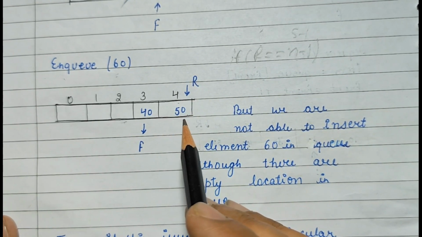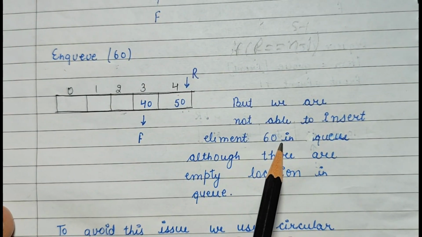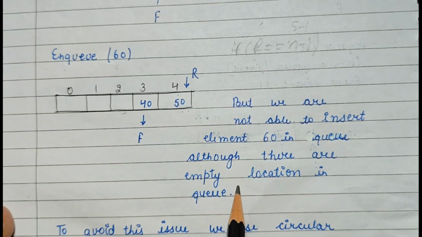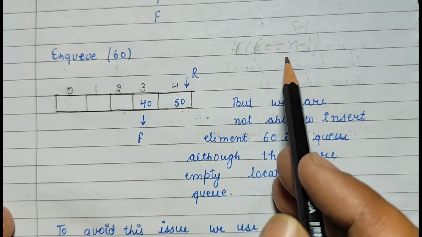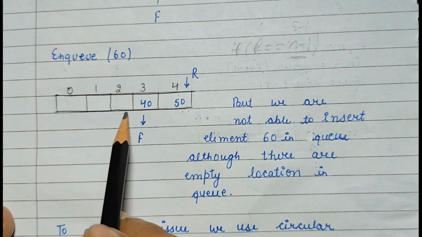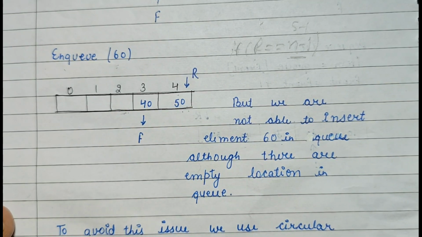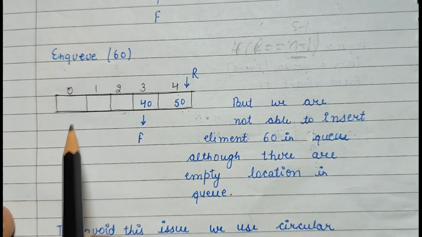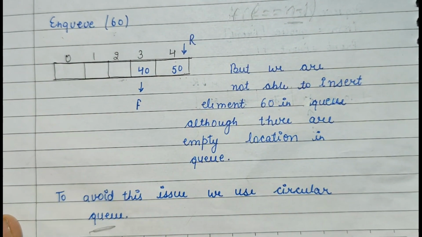Now we are not able to insert the next element. So the thing is, we are not able to insert the element in the queue because the rear has a value n minus 1. Although there are some empty locations, we are not able to insert the next element in a queue. So this is the disadvantage of the linear queue. To avoid this issue, we use a circular queue.